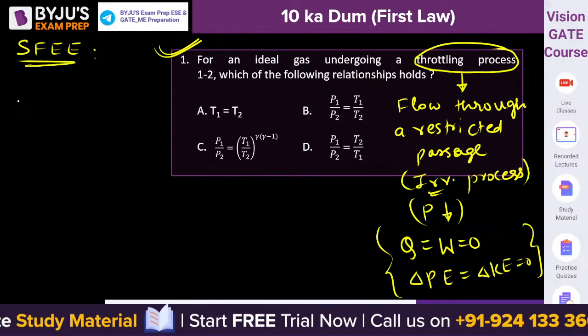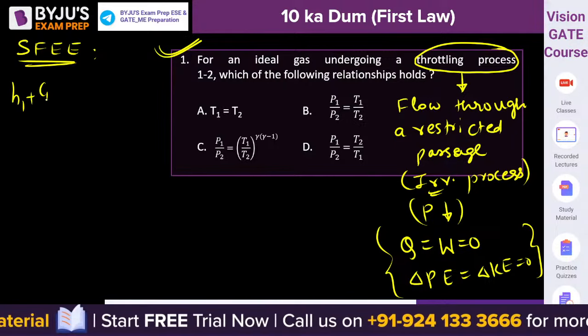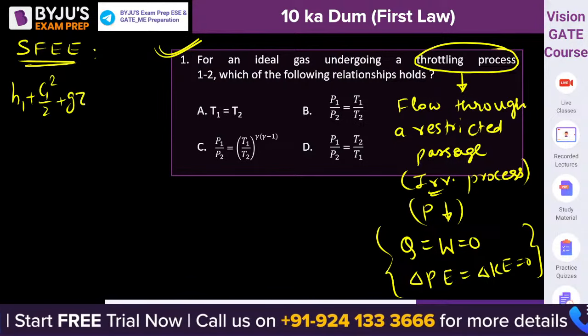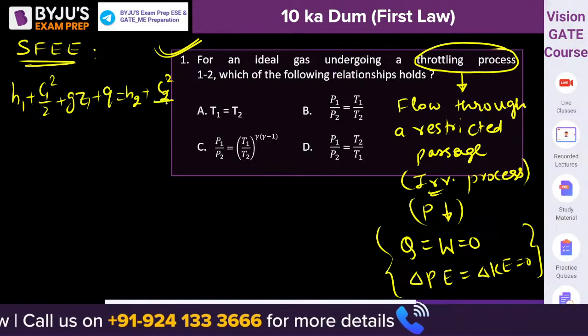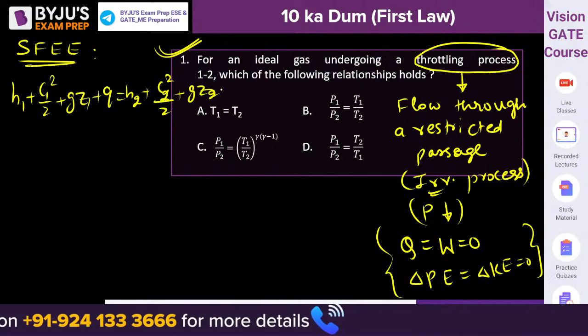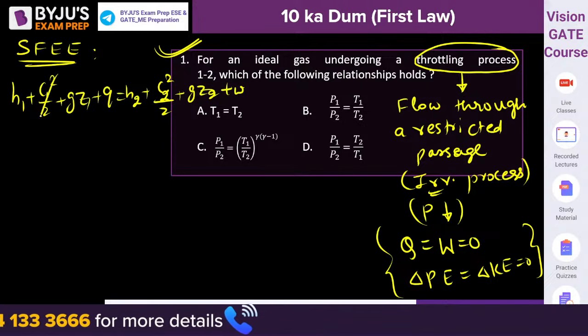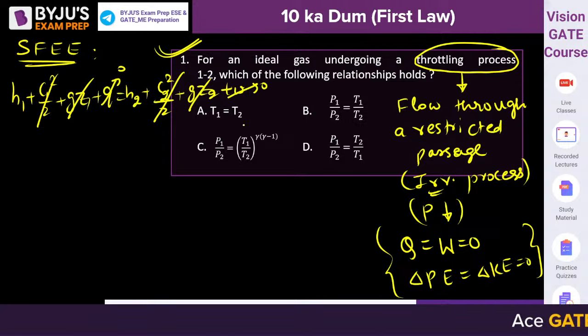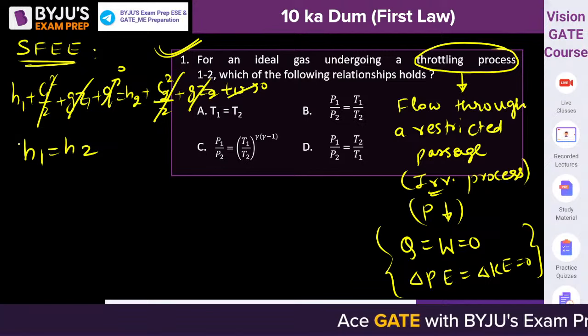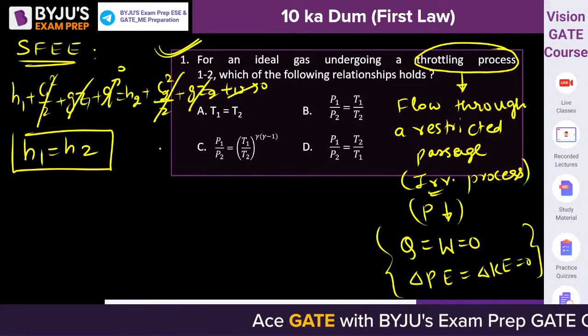Look, the steady flow energy equation: H1 plus C1 square by 2 plus gZ1 plus Q is equal to H2 plus C2 square by 2 plus gZ2 plus W, isn't it? There is no change in kinetic energy, C1 is equal to C2. There is no change in potential energy, Z1 is equal to Z2. There is no heat transfer, no work transfer. The throttling device is not used for work transfer. So H1 is equal to H2.